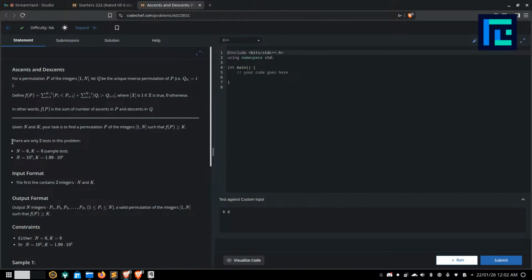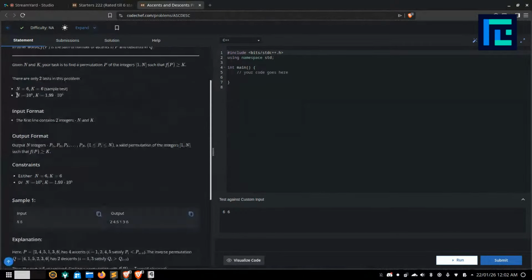This is a kind of special problem. There are only two test cases. In the first test case, we are given that n is equal to 6 and k is equal to 6. That is the sample test case. In the second test case, we are given that n is equal to 10 to the power 5 and k is equal to 1.99 into 10 to the power 5. So we actually only need to solve for this test case. For this test case, we already have the answer, which is this. So the expected time complexity would be O of n, because n is still 1e5, right? So O of n or O of n log n at max.